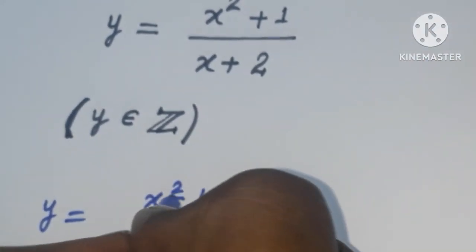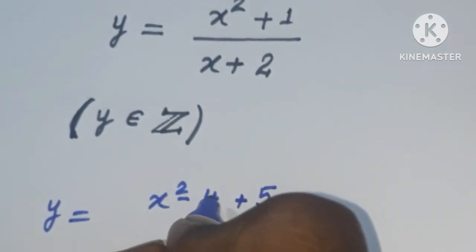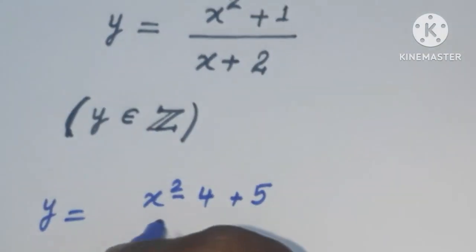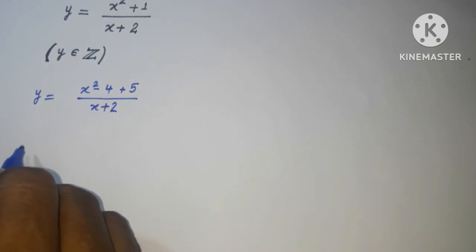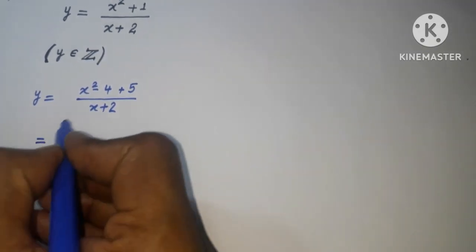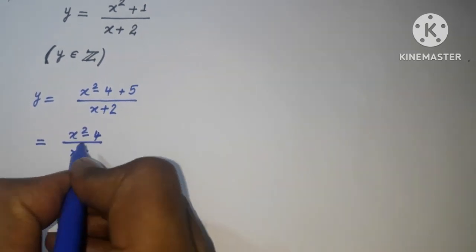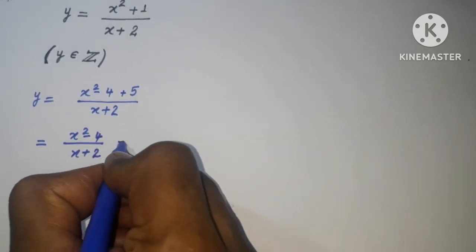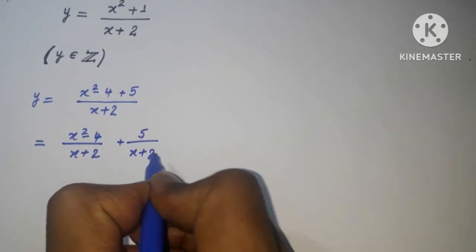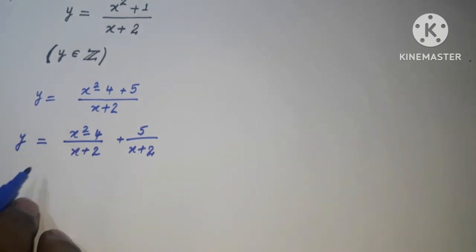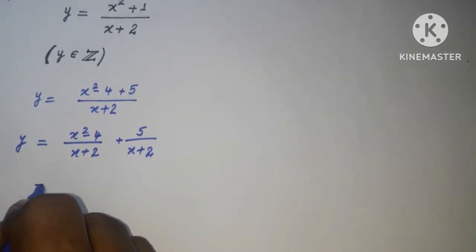To maintain the expression, I need to put a 5 here, so that 5 and minus 4 give us the result 1, as here, and that is going to be divided by x plus 2. Now it's time to separate: x square minus 4 divided by x plus 2, and plus 5 divided by x plus 2. So y equal to x square minus 4, and now it's time to break down this x square minus 4.